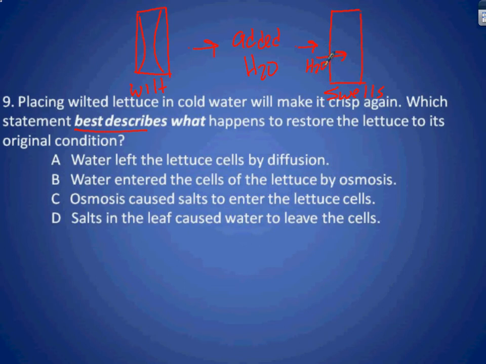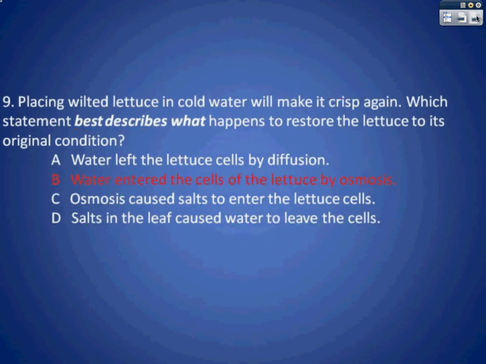So we look at these choices. Water left the lettuce cells by diffusion. It may have, but if water left the cells, that would have caused it to wilt more. Water entered the cells of the lettuce by osmosis. Okay, osmosis is the movement of water. So that's probably going to be the right answer. Osmosis caused salts to enter the lettuce cells? No, because osmosis is water. Salts in the leaf cause water to leave the cells. That will happen, but if water leaves, you're going to wilt again. And so B ends up being your correct answer. And there we are, correct again.